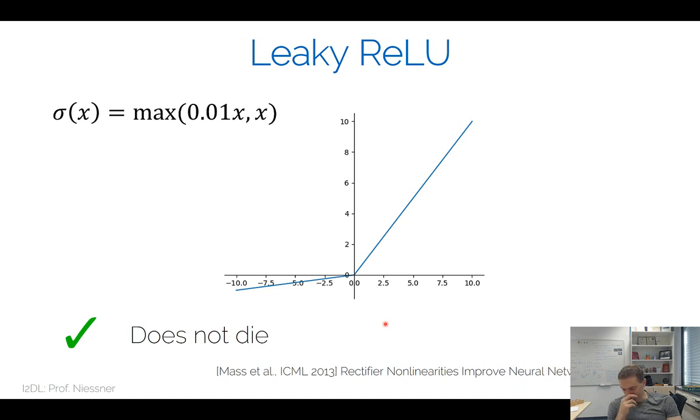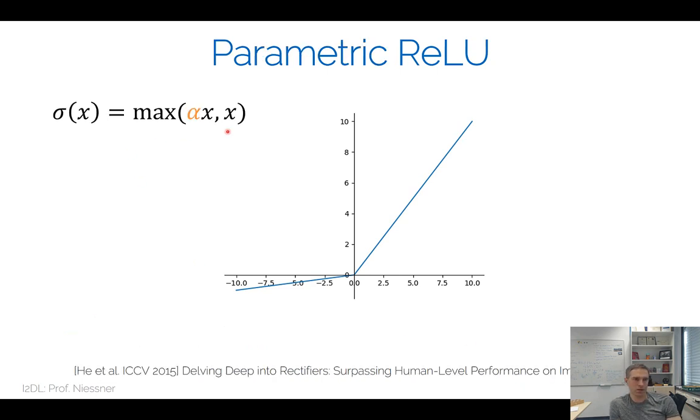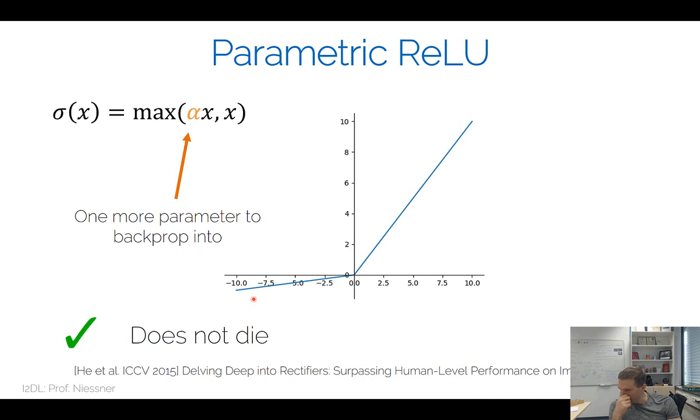Okay, another concept is parametric ReLU. So instead of having a fixed function here, you get a parameter alpha that learns the slope. That one is kind of nice because it learns the slope as well. So this is kind of cute. It doesn't die either. There's a little downside of this parametric ReLU, which is you have to have one more parameter to backprop into, right? So you're adding more and more parameters in the activations.